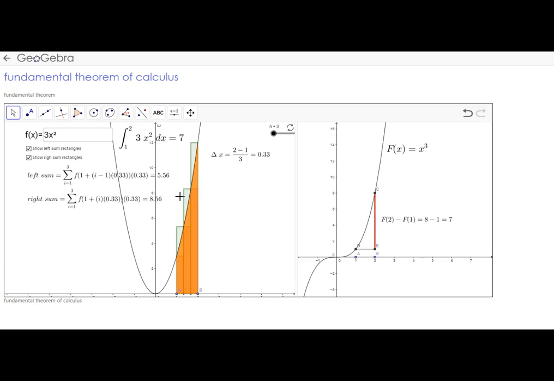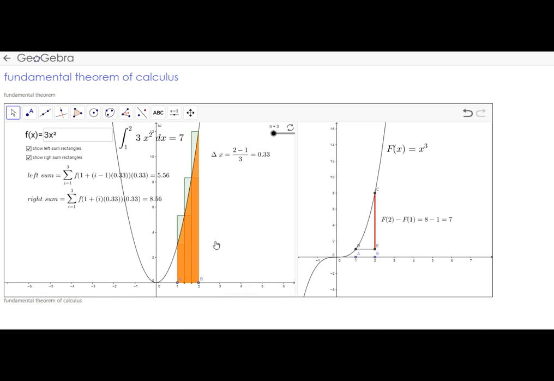Now, here we have the function f(x) equals 3x squared. Basically, it's a fairly skinny parabola, and we're calculating the area under the curve between 1 and 2. The approximation works out to be 7 using Riemann sums. We can adjust the number of rectangles here, but it doesn't change.